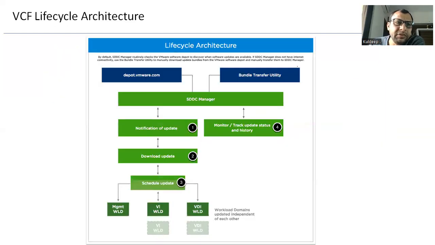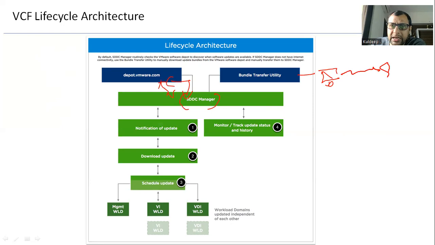Moving ahead, when we see the lifecycle architecture, it means that any patch, upgrade, or bundle has to be put into SDDC Manager, and your SDDC Manager should talk with depot.vmware.com through the internet, or if you want, you can configure a proxy. For customers who don't want to expose the SDDC Manager directly to the internet, VMware gives the flexibility to download and install the bundle transfer utility on any VM that connects to the internet and the outside world. Then you can copy these contents to a VM which is offline, and this offline VM should talk to your SDDC Manager.